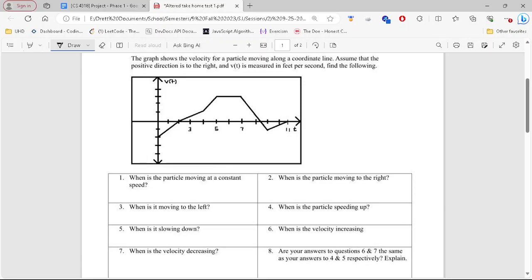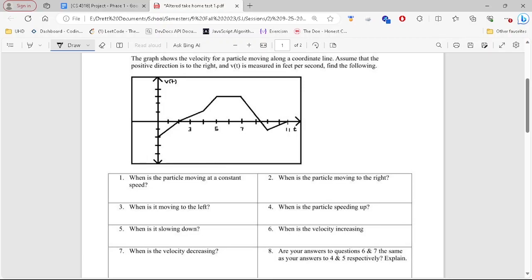And would that be here? No, because velocity is changing. Velocity is changing. Velocity is not changing here, because at t equals 5 seconds, the velocity is going to be 3 feet per second. At t equals 7 seconds, the velocity is going to be equal to 3 feet per second. So 3 feet per second, 3 feet per second. Nothing changes in between here.